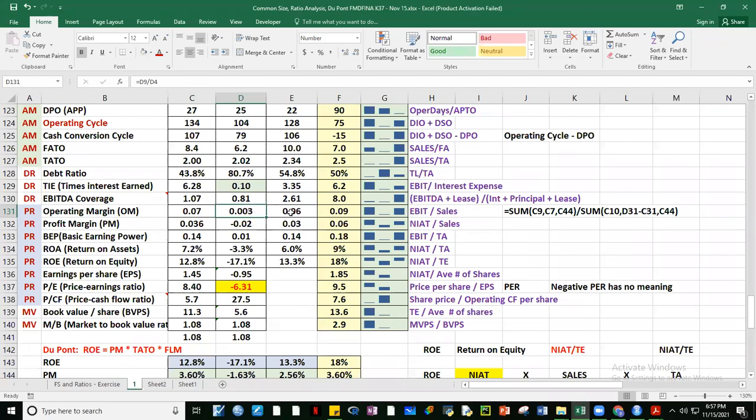Mas maganda pa noong 2019 kasi almost at par with 2021. 6 centavos per peso of sales. However, when we compare that with our direct competitor, we pale in comparison. Sila 9 centavos per peso of sales, tayo 7 centavos lang. Ganun din, guys, sa profit margin. Yung profit margin, this is the bottom line.